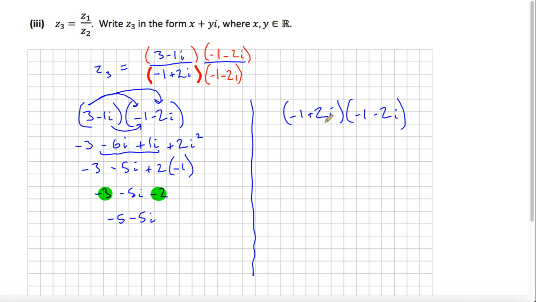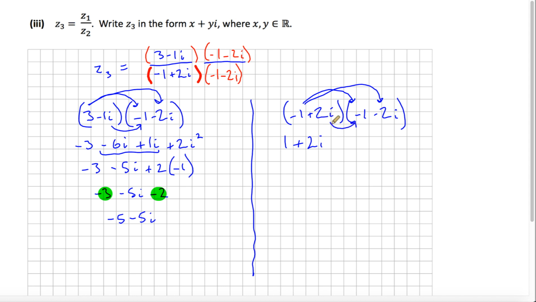So now we're going to do the bottom. Now remember, the whole point that we multiply a complex number by its conjugate on the bottom is so that the i components disappear. So we're expecting the i bits to disappear here. So let's see, does it happen? So -1 times -1 is 1, minus by minus. -1 by -2i is plus 2i.